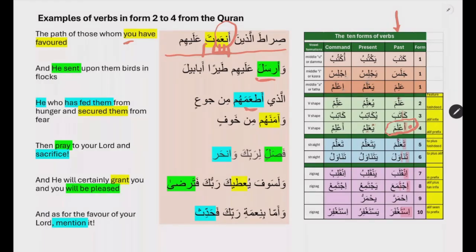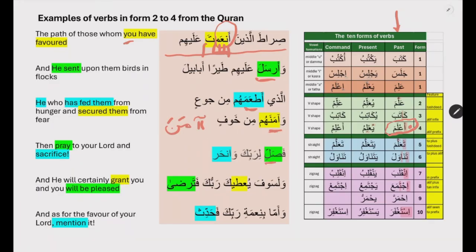At'amahum is also a form 4. Amana is also a form 4, but here it is different because we have amina as the root. You add an alif in front and then join the two alifs, you get amana. Right? So that's how you get form 4 here.